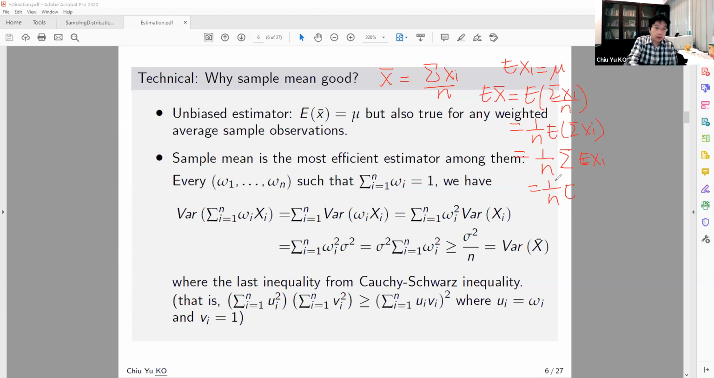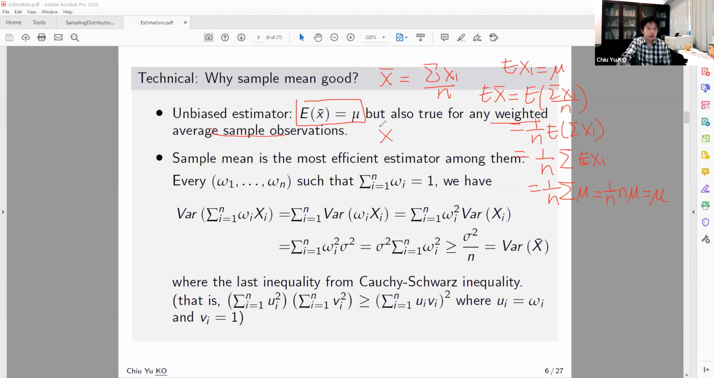And the n of them, there will be n of mu. Maybe the summation of mu, but with n of them, so there's n mu over n, so this is mu. So that is why we have this. But actually it holds more generally. Here we don't actually need 1 over n. We can use any weighted mean, as long as the weights are fine.